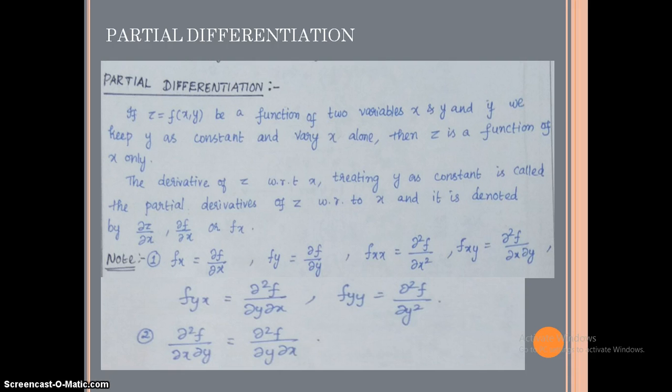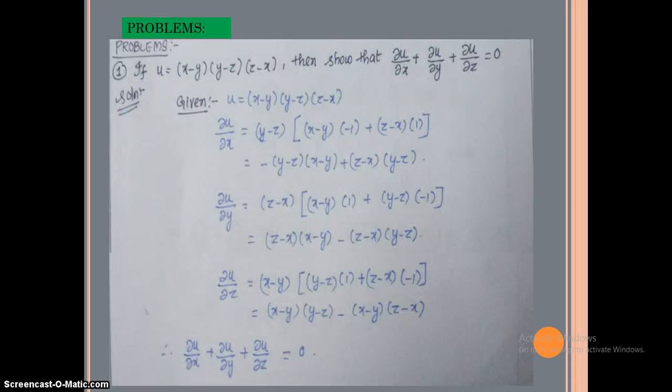Then first we can go through problem number 1. If u equals x minus y into y minus z into z minus x, then show that dou u by dou x plus dou u by dou y plus dou u by dou z equals 0. So this we have to prove. First we write the given equation, u equals x minus y into y minus z into z minus x. The important thing is that we find the derivatives one by one.